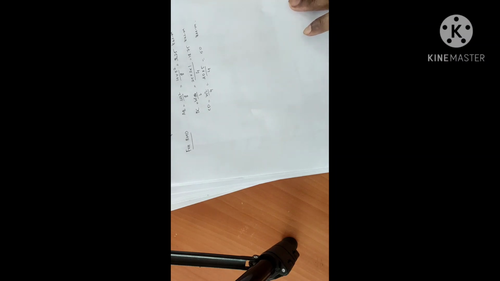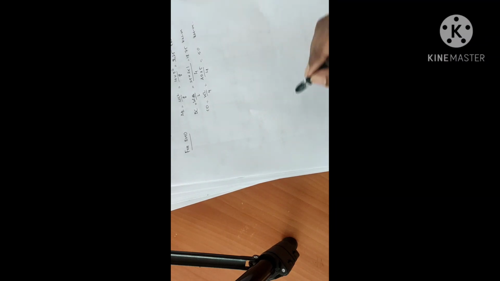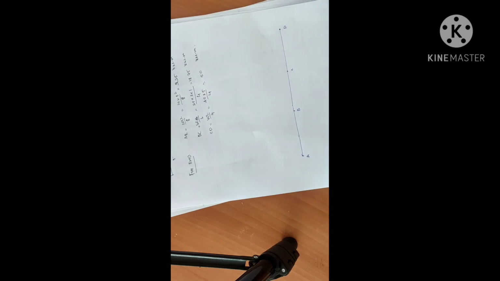Now what you need to do is draw the baseline. For drawing the BMD, this is your joint A. At 5 meters you have joint B. At 4 meters you have joint C. At again 5 meters you have joint D. Okay, now first draw the free BMD. What you have got is the free BMD for the AB span, that is UDL. For UDL, you know, you draw a parabolic curve.